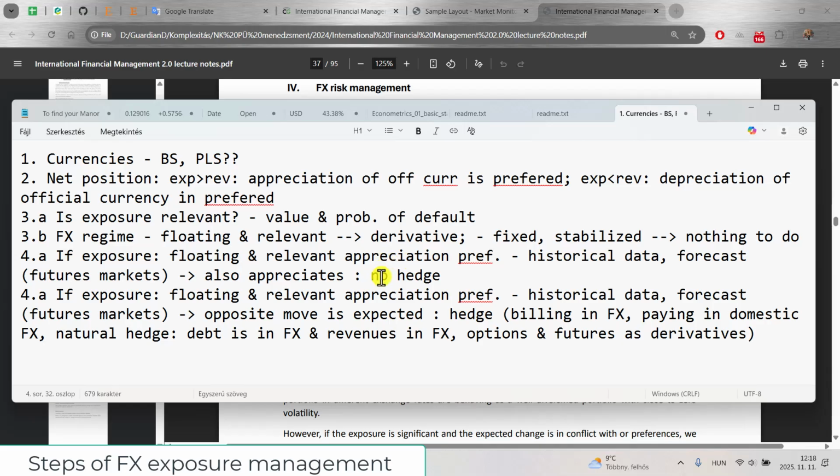Then we have to decide whether we should do hedging or no hedging. If we can say that yes, expectations on the market and our preferences are met with each other, then we don't have to do anything. Or in this case, when we are not supported by the regime and also by expectations, then we have to do some kind of hedging strategy, and after that we can decide how we can balance out the revenues and expenditures, or how we can buy options and make futures positions. Obviously, in this case, futures and options will have a price.